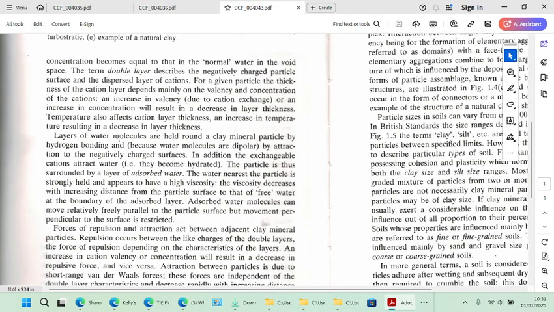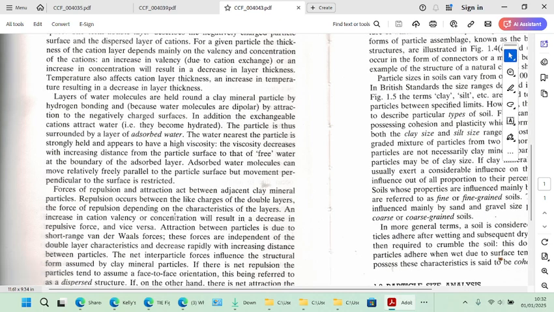Right, next paragraph. Layers of water molecules are held round a clay mineral particle by hydrogen bonding, and because water molecules are dipolar, by attraction to the negatively charged surfaces. In addition, the exchangeable cations attract water, they become hydrated. The particle is thus surrounded by a layer of adsorbed water. The water nearest the particle is strongly held and appears to have a high viscosity. The viscosity decreases with increasing distance from the particle surface to that of free water at the boundary of the adsorbed layer. Adsorbed water molecules can move relatively freely parallel to the particle surface, but movement perpendicular to the surface is restricted.